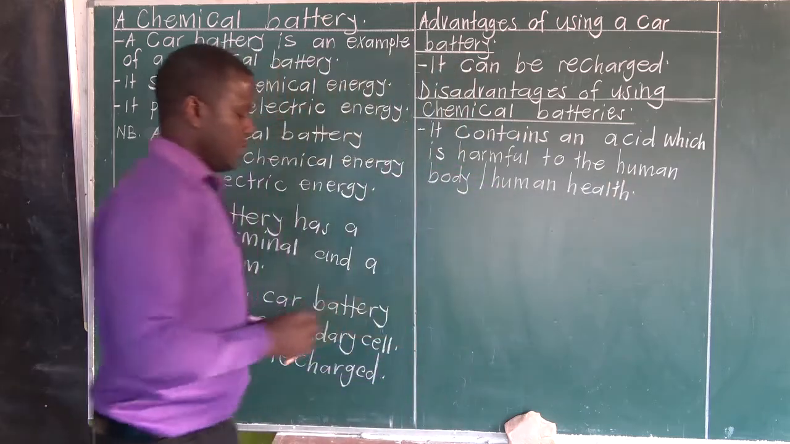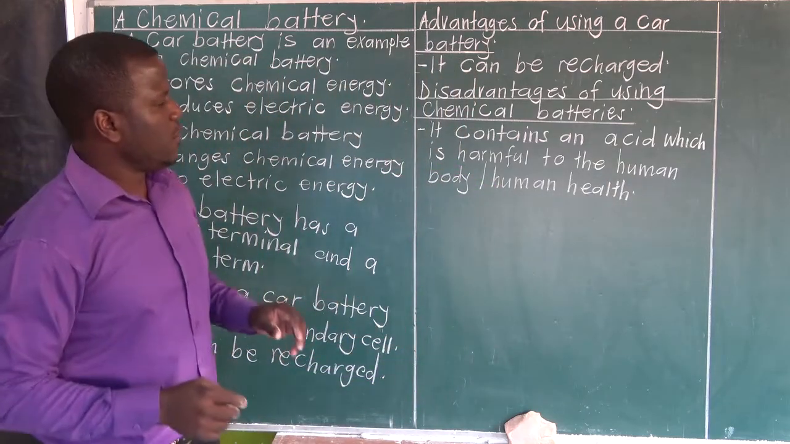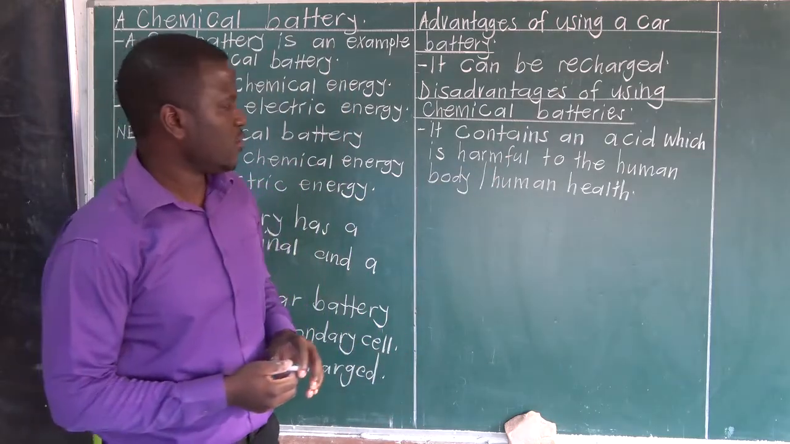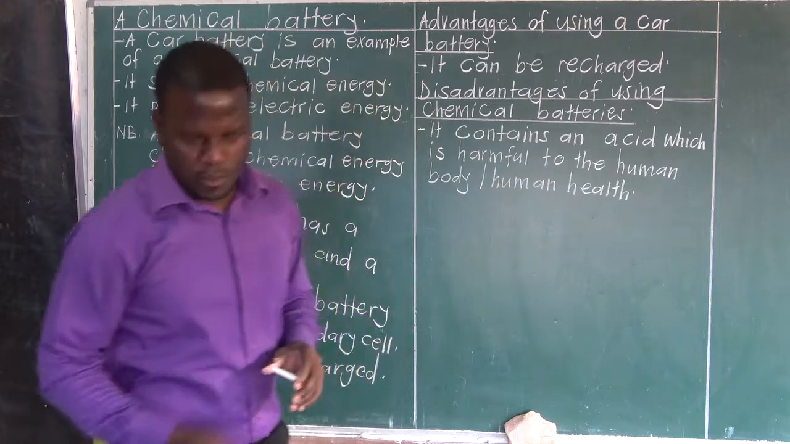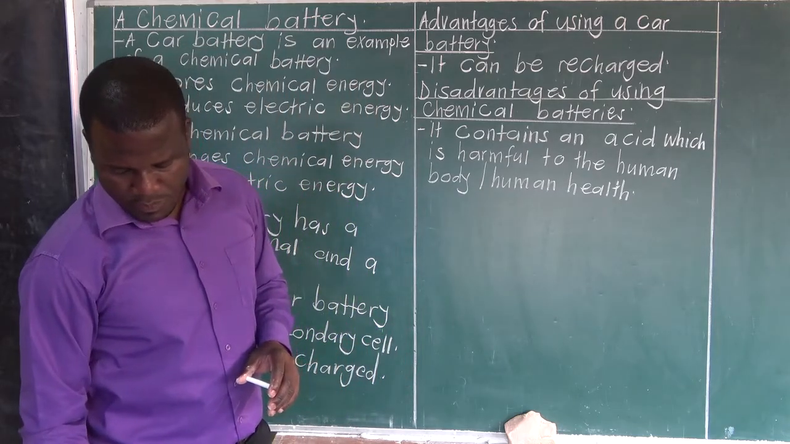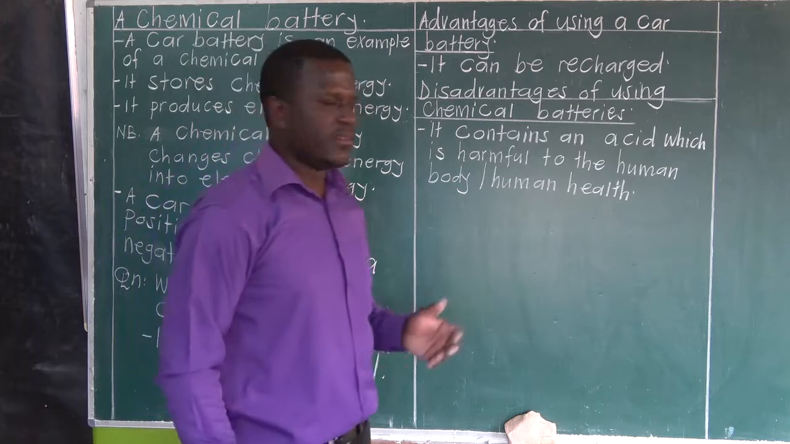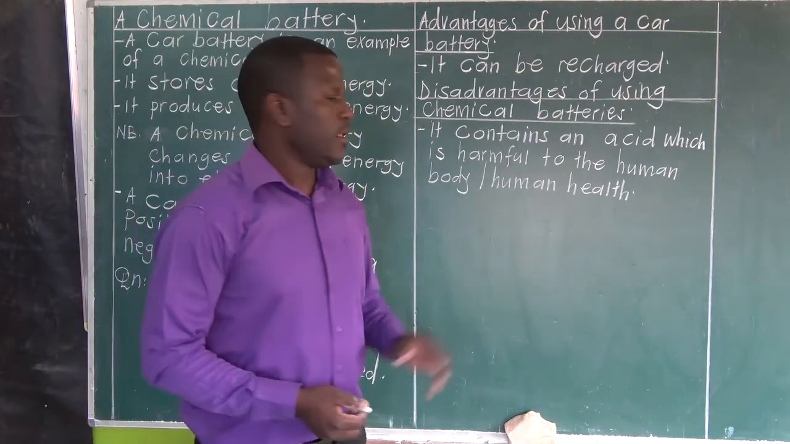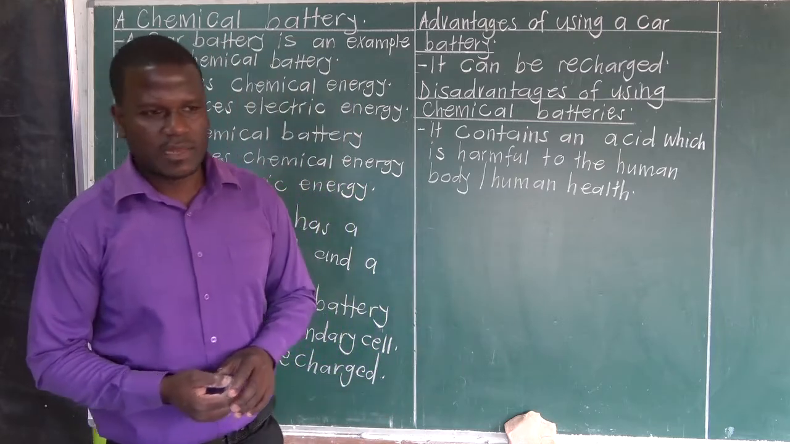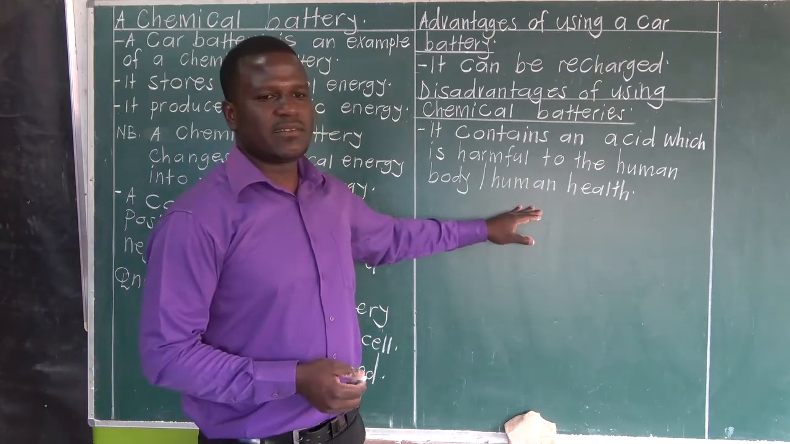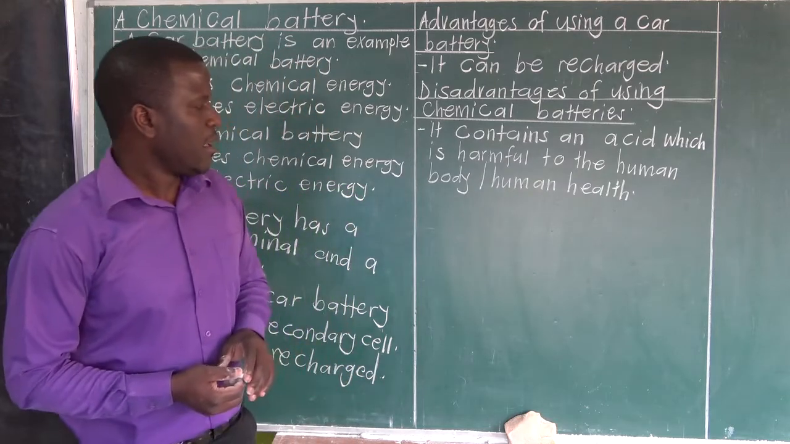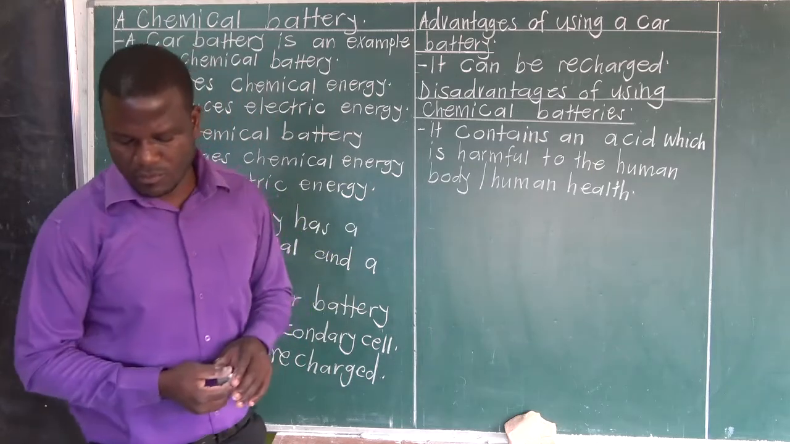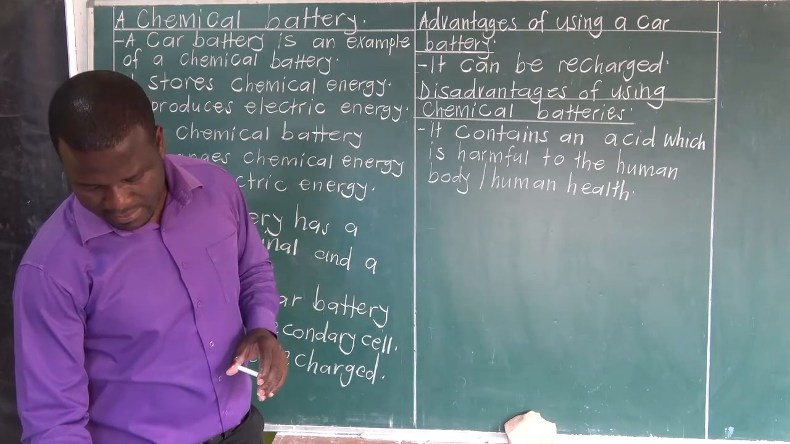So the chemical batteries or the car batteries that you see, inside them we have an acid, and that acid is harmful to human health or the human body. Once that acid pours on your body, it will burn you. In P6 we looked at causes of burns, and we said when acids come into contact with our body, they can cause burns. So as much as these chemical batteries are important to us, they provide electricity, but once the acid inside pours on our skin, we get burned.